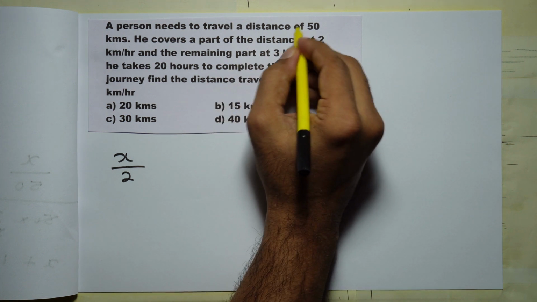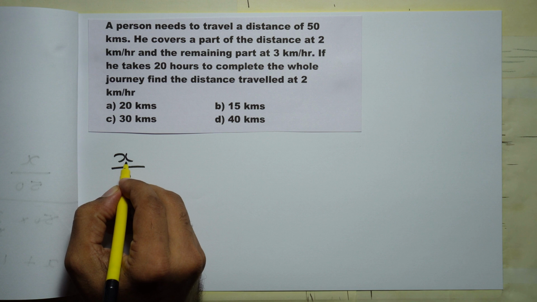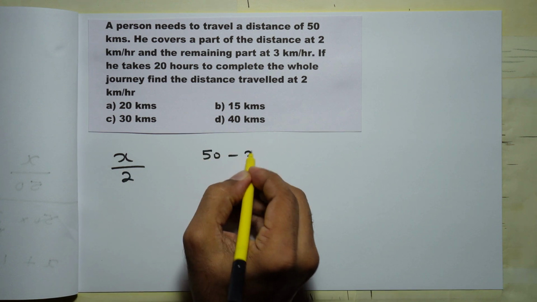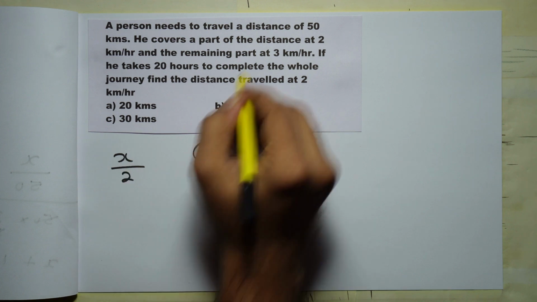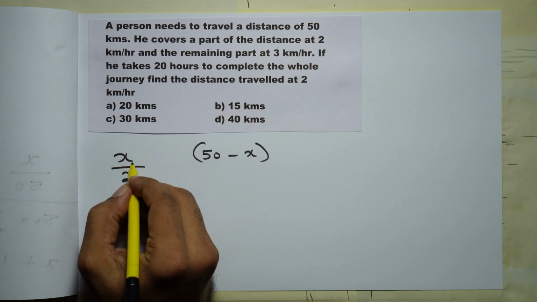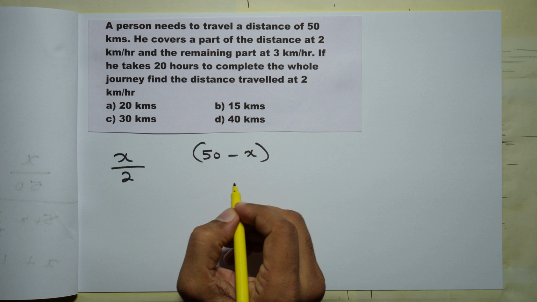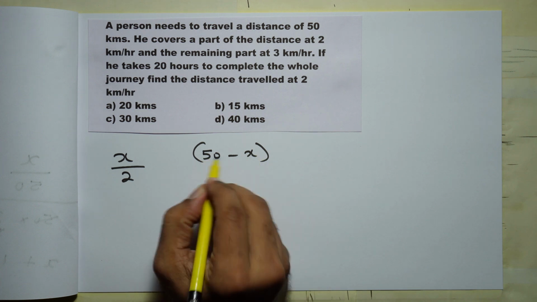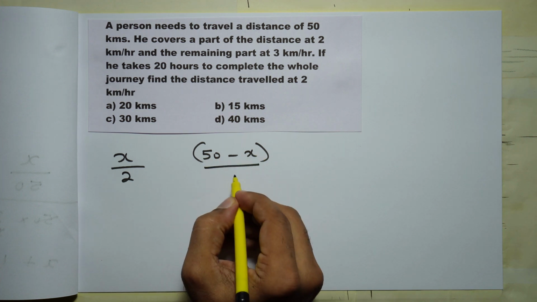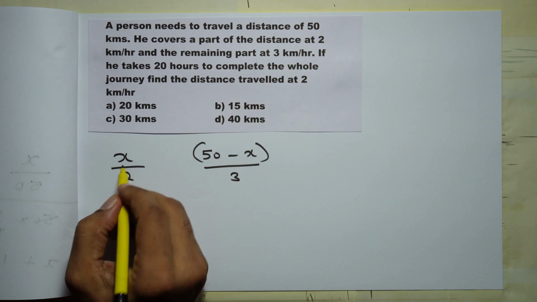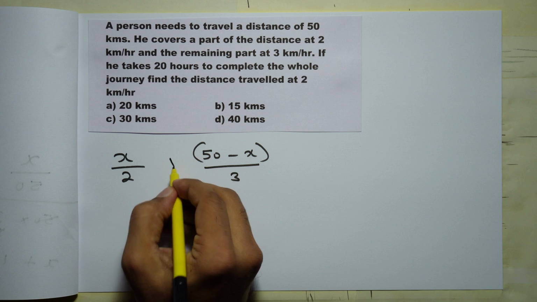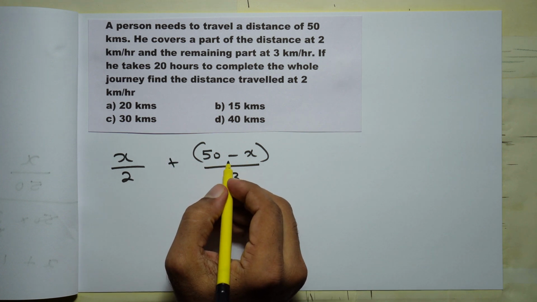Now total distance is 50 kilometers. If one part is x, then the remaining will be 50 minus x. So 50 minus x plus x should add up to 50. So if one part is x, then the other part will be 50 minus x. And the time required for this is the distance by speed, which is 3 kilometers per hour. So this is the time required for the first x kilometers plus the time required for the remaining distance.